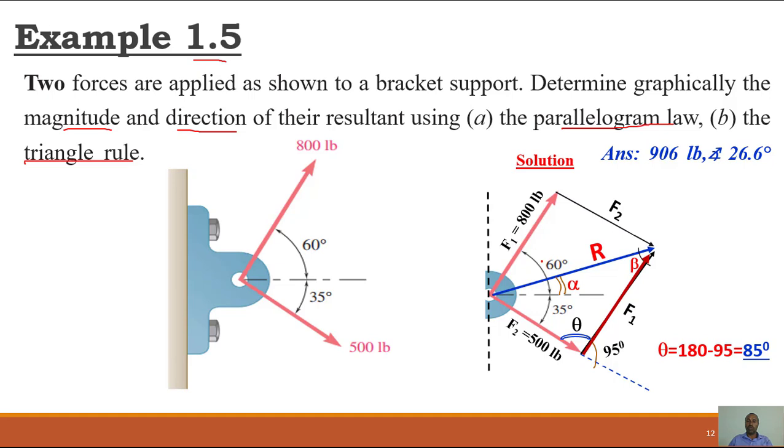So you will draw the resultant r, which is going through this one. With the positive x-axis, we can say alpha. Then F1 is given, F2 is given. Then you have to compute this angle, which is first 60 plus 35, which is 95. So this angle is the corresponding angle with this one, equal to 95. Then if we subtract 180 minus 95, it will be 85. So we will use this one as the resultant calculation.